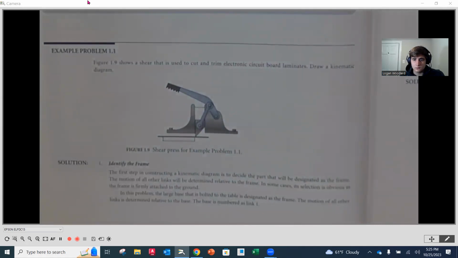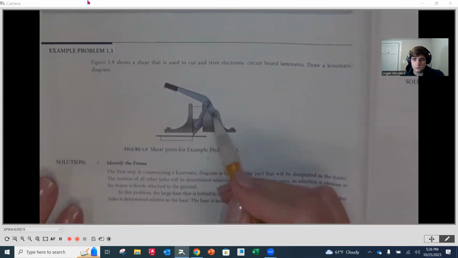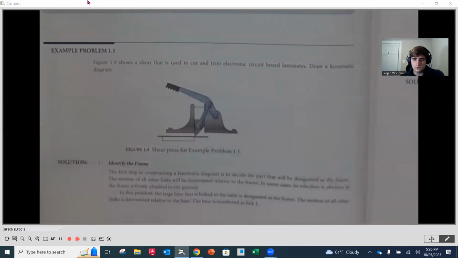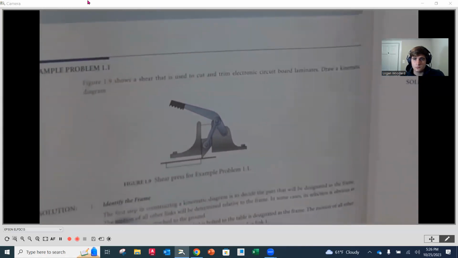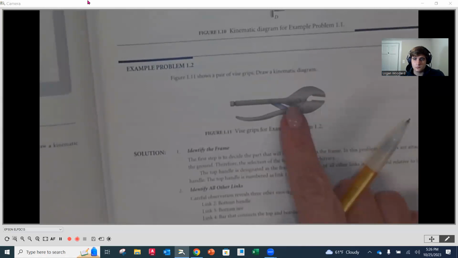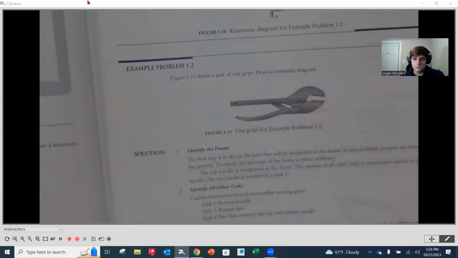Now, as we look at that operation, there is a base here, right there and on this side. That's going to be what we call our frame. The frame doesn't move. Not all mechanisms are like that. If we look at our very next example, which we'll look at in a little bit, there's not an obvious frame on a vice grips, because it doesn't attach to something like a table or a base, but we'll talk about that in a little bit.